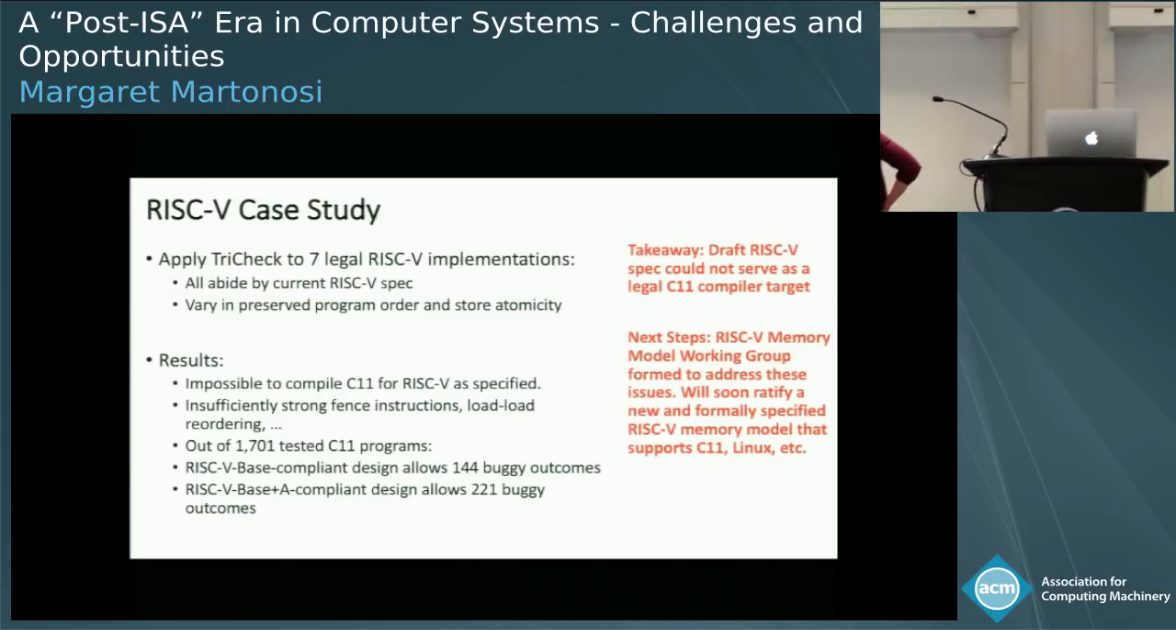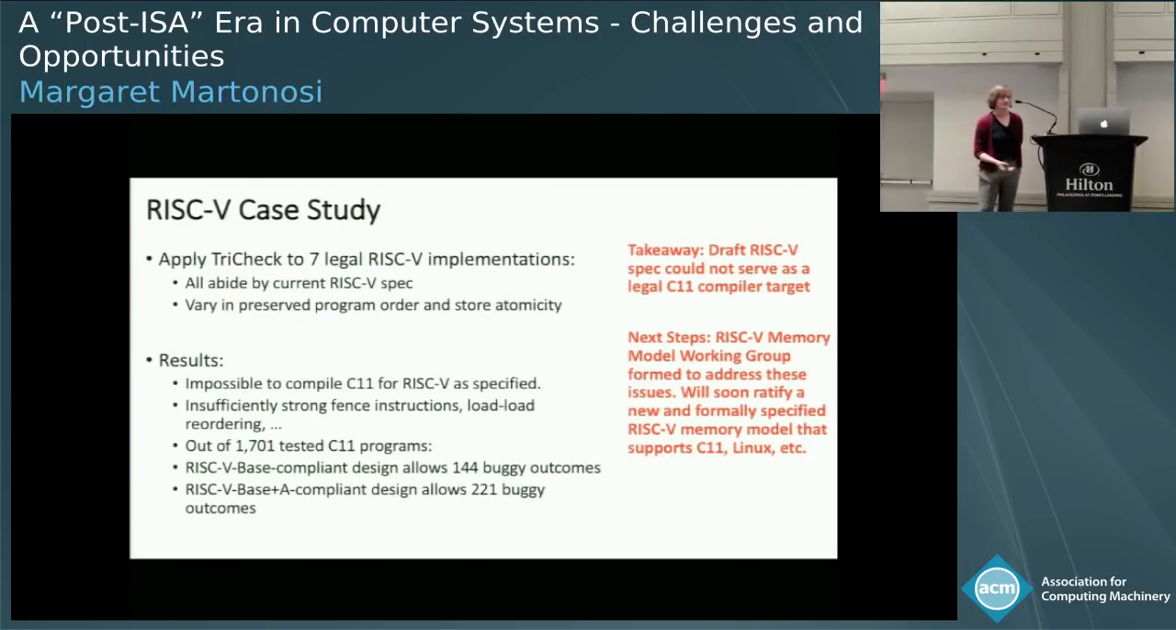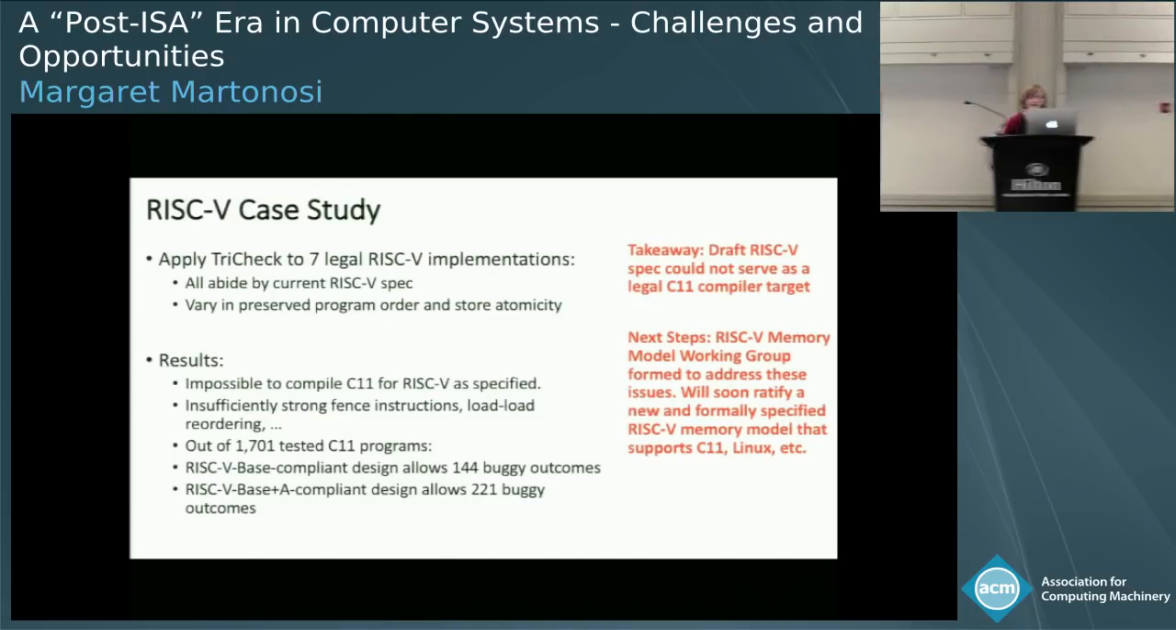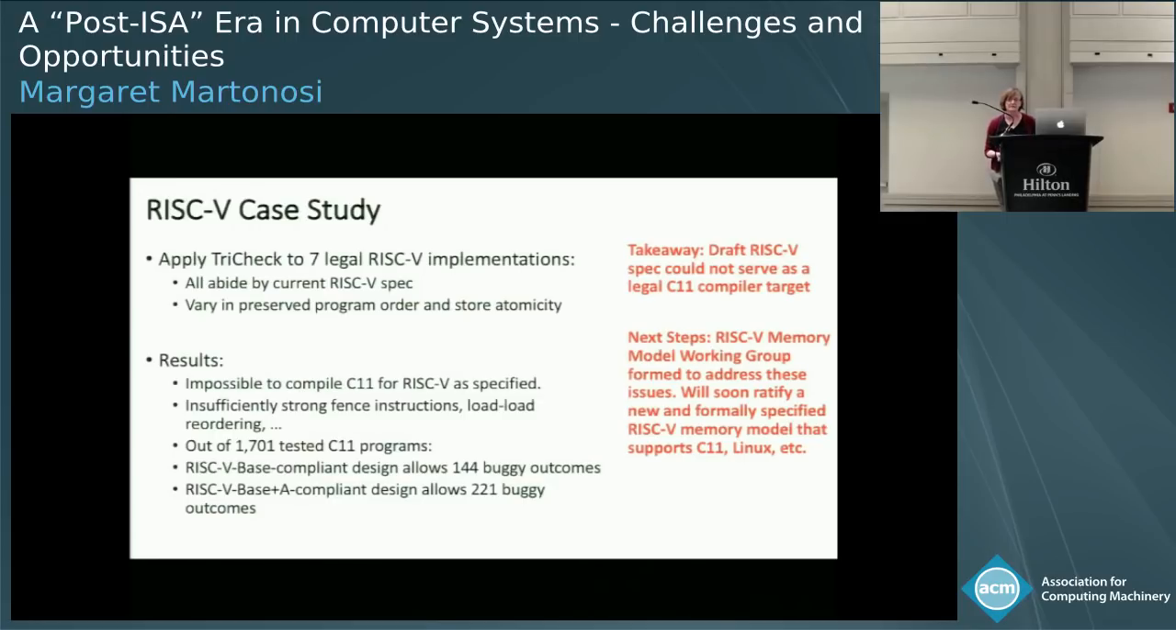So we're running a huge number of tests, some of which are pointing to similar shortcomings, for example, the lack of sufficiently strong fences. The takeaway was that the spec, as of when we did the study, couldn't serve as a legal C11 compiler target. The happy ending to this story is that over the past year, the RISC-V memory model group was formed to address these issues.